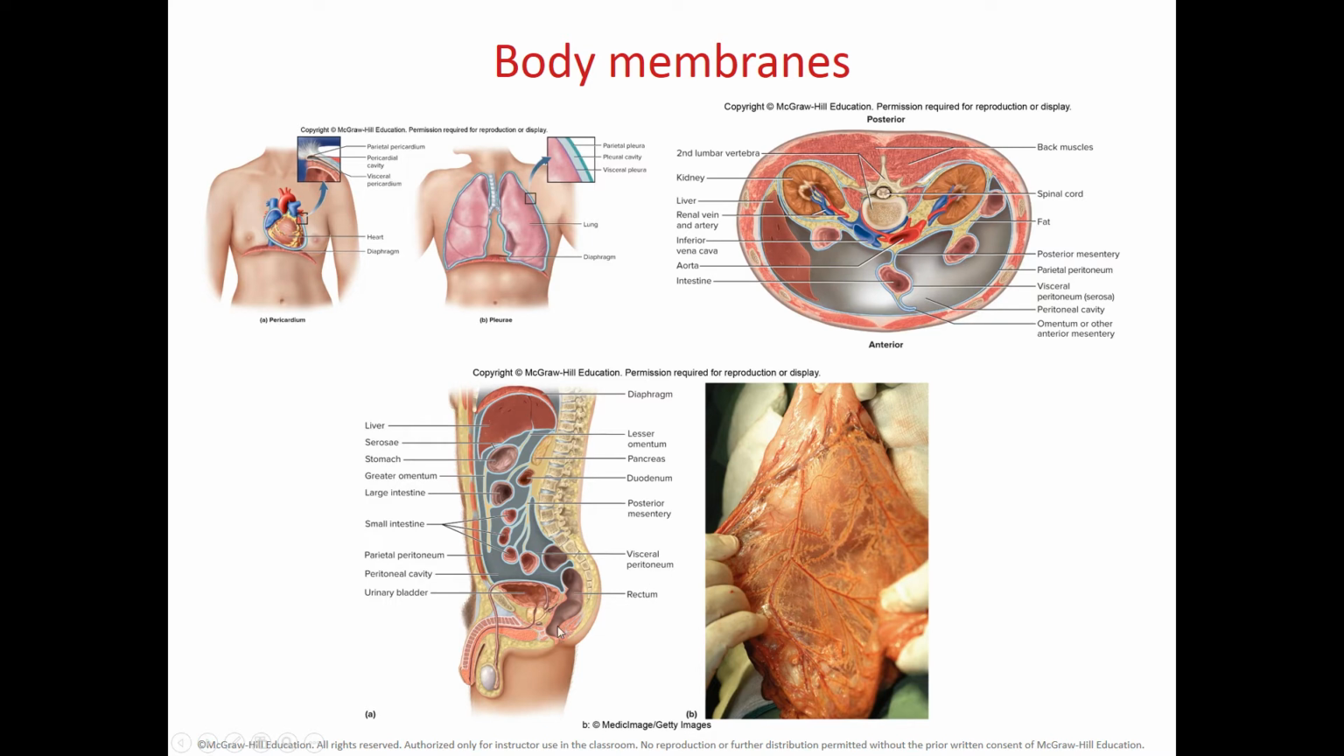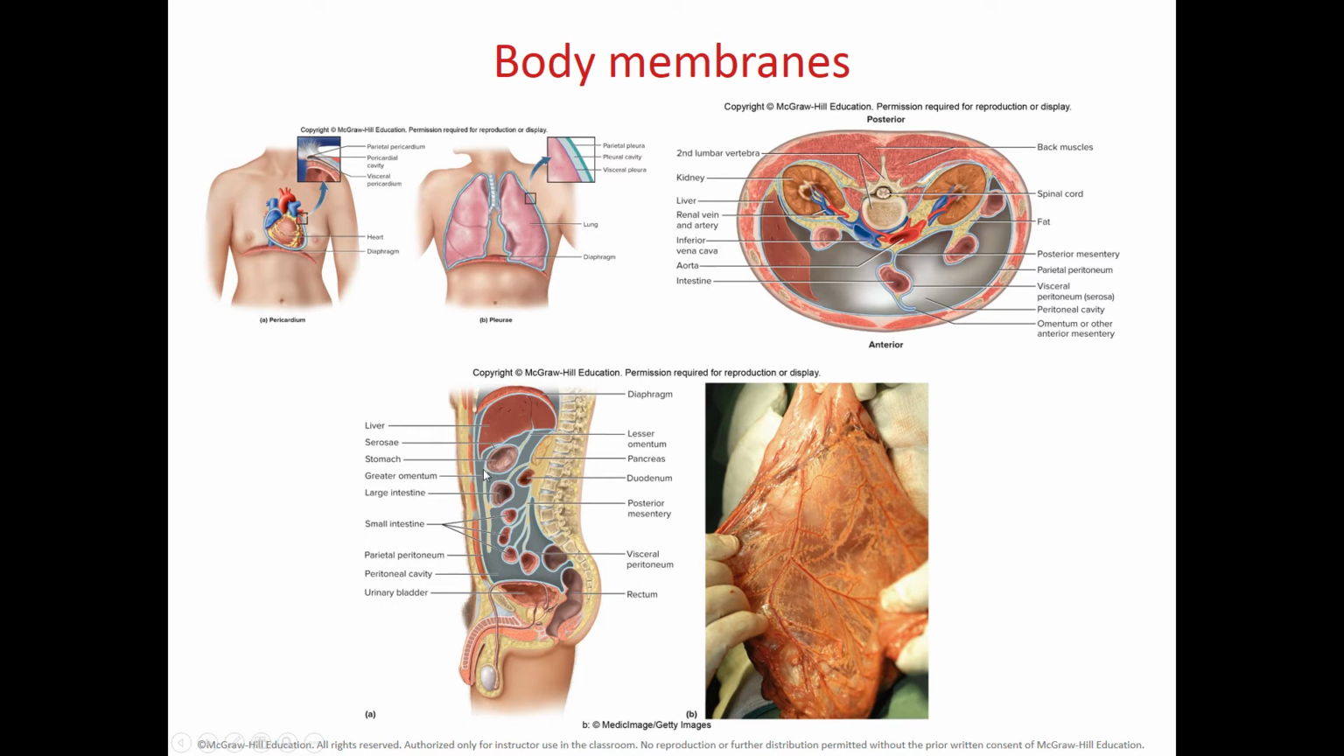So if you see a mid-sagittal view of the abdominal pelvic cavity, you will be able to see how this membrane, the parietal and the visceral peritoneum, will protect these organs within the abdominal pelvic cavity. So we have here the liver, we have the stomach, and then we have the intestines, the small intestines, and then the large intestine in here. And these are protected by these membranes.